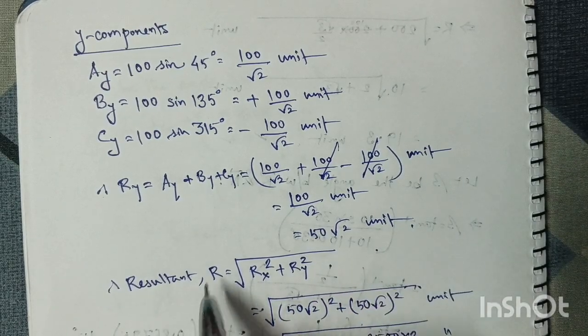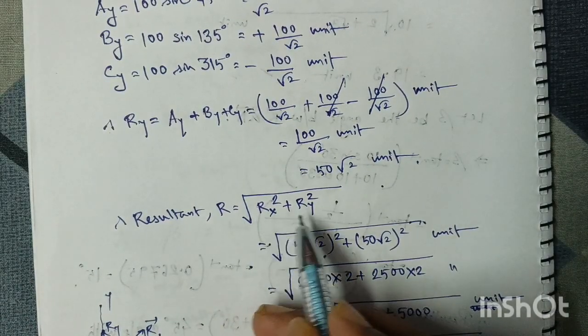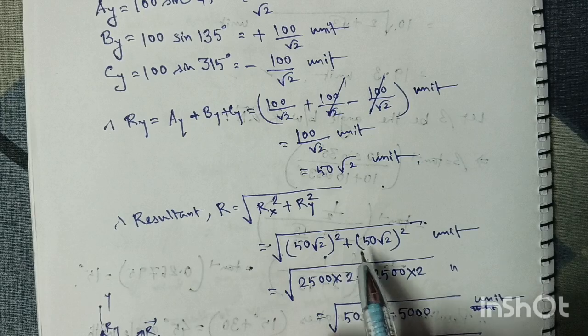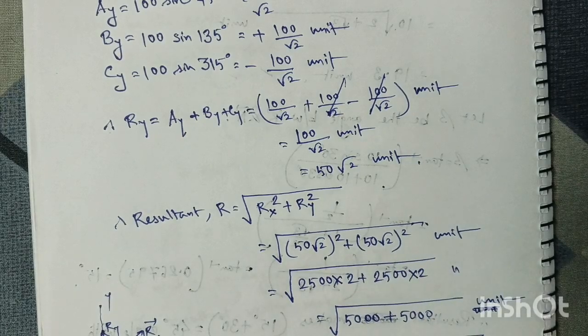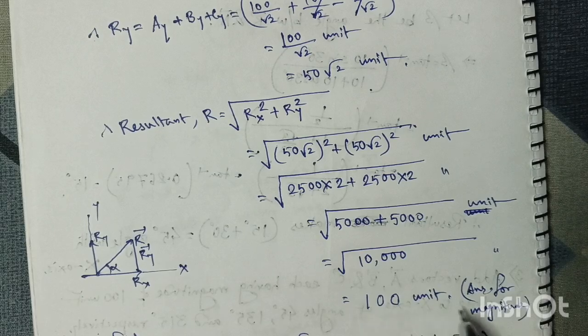Therefore, resultant R, as we know, is equal to root over Rx square plus Ry square is equal to root over 50 root 2 whole square plus 50 root 2 whole square. Calculating, we get R is equal to 100 unit. This is the magnitude.